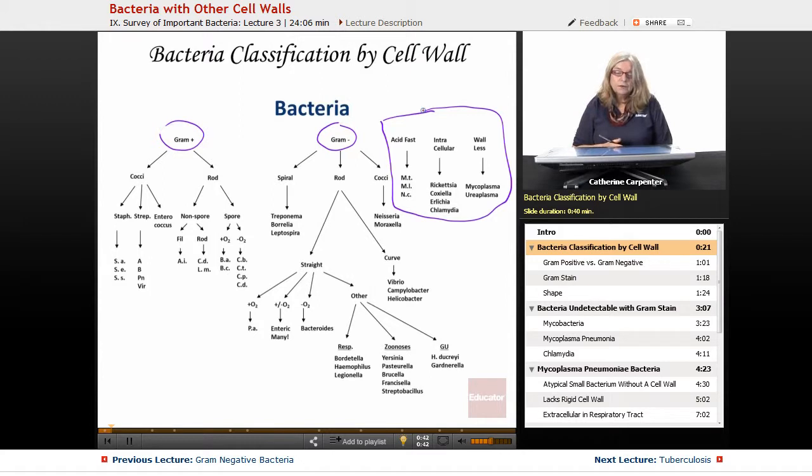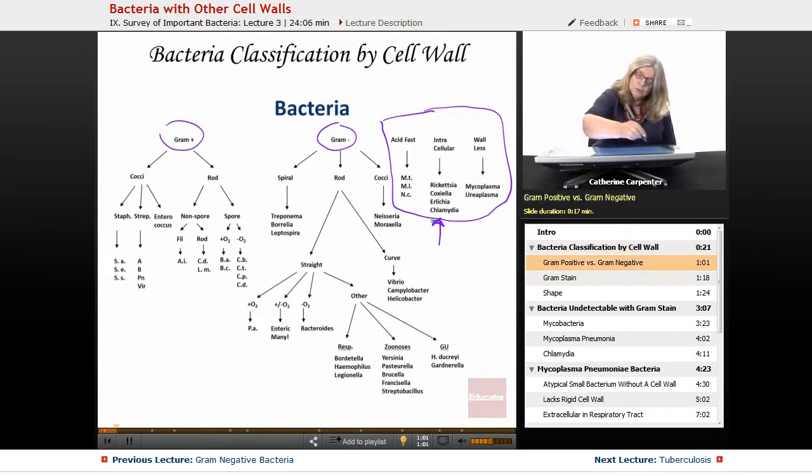We're going to talk about acid-fast bacteria in relationship to tuberculosis. We're going to talk about the intracellular bacteria in relationship to chlamydia. And then we're going to talk about the bacteria that don't have any walls at all, and those are the mycoplasma.